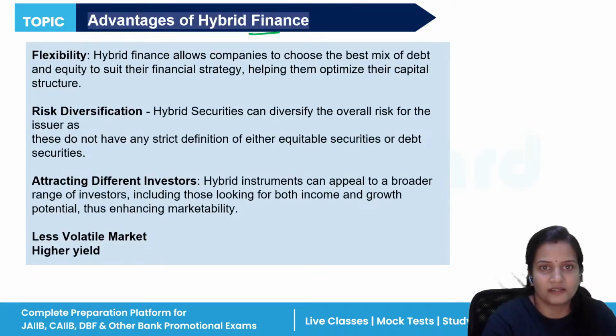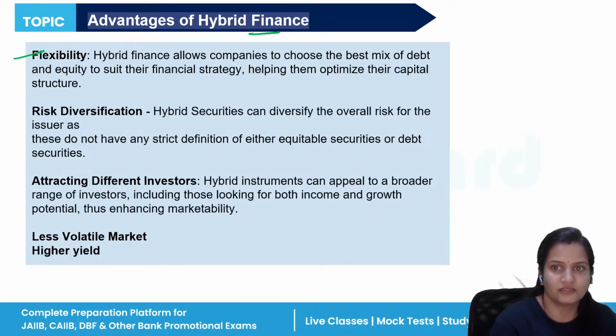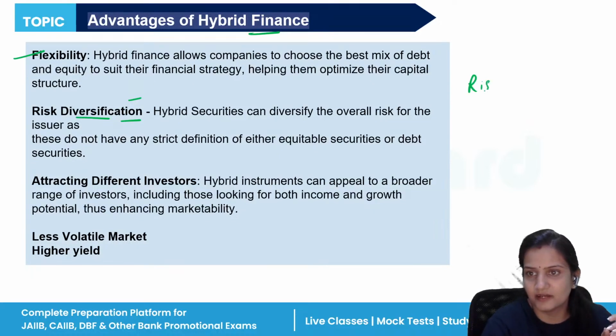Now, what are the advantages of hybrid finance? It is flexibility, because it consists of a mixture of debt and equity. So according to your financial strategy and your plans, you can choose the debt and equity at a specified level. Now, risk diversification: with the help of this, risk will be diversified.